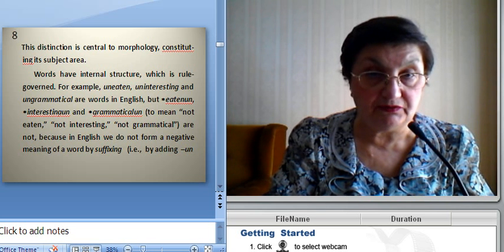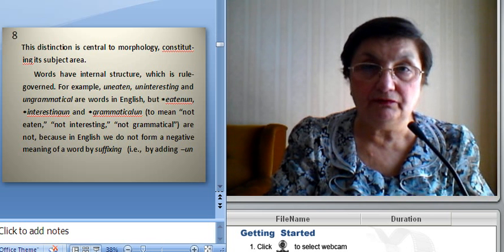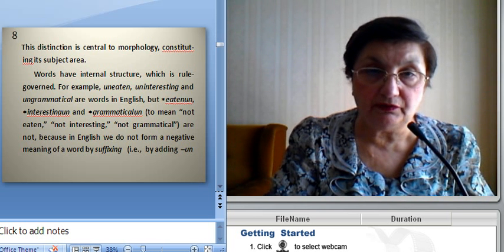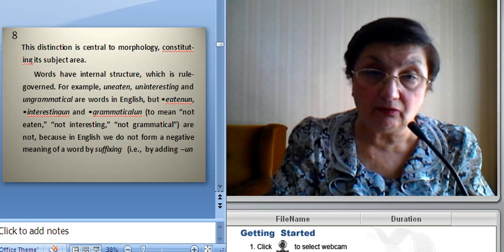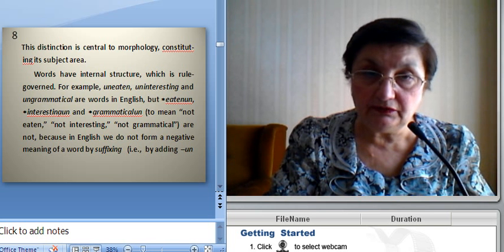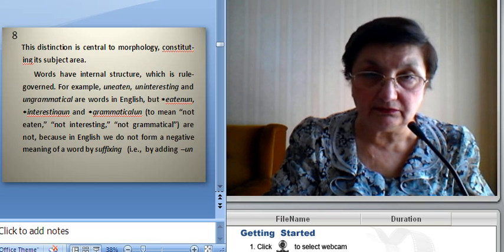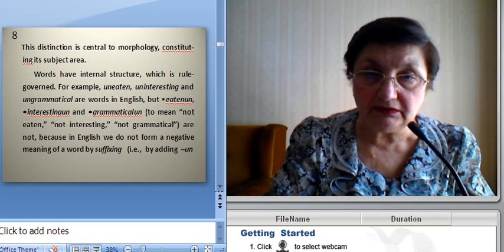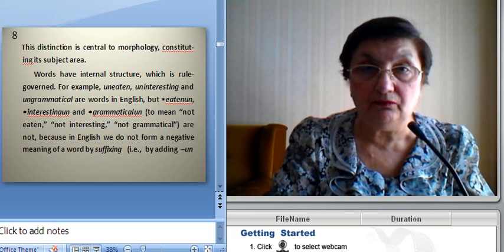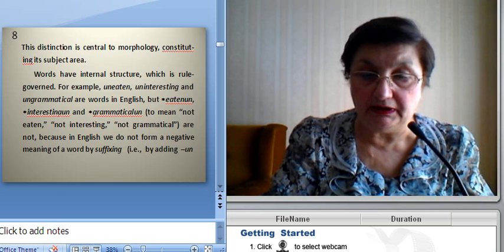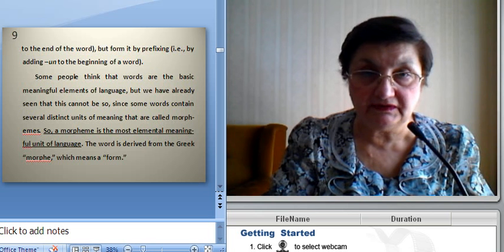Words have internal structure which is rule-governed. For example, uneaten, uninteresting, ungrammatical are words in English, but eaten-un, interesting-un, and grammatical-un to mean not eaten, not interesting, not grammatical, are not, because in English we do not form a negative meaning of a word by suffixing, that's by adding un to the end of the word, but we form it by prefixing, that's by adding un to the beginning of a word.